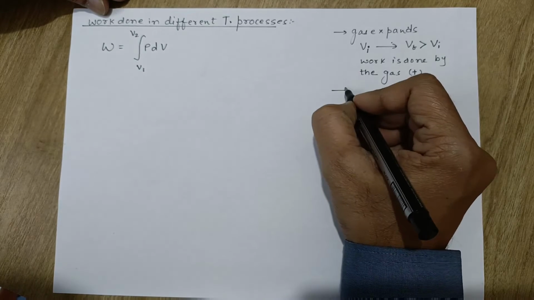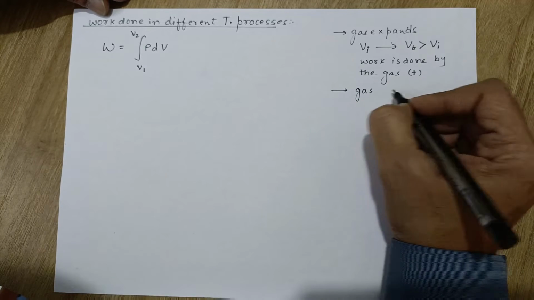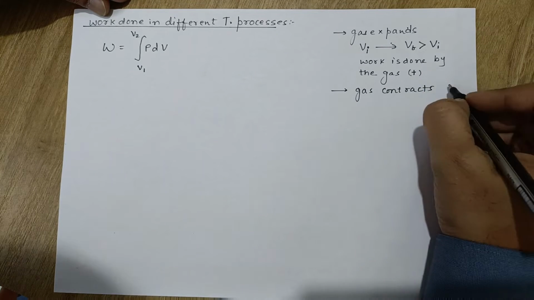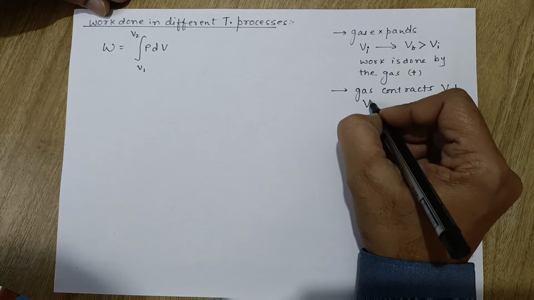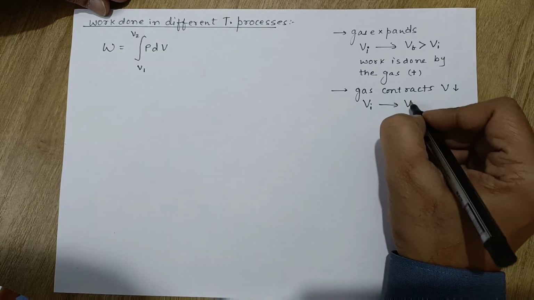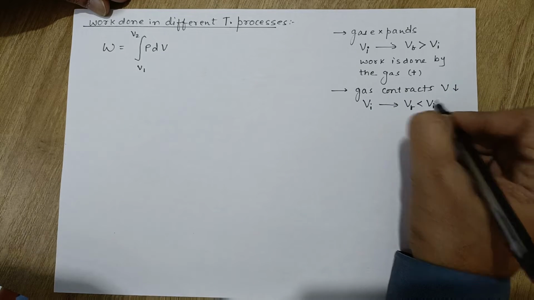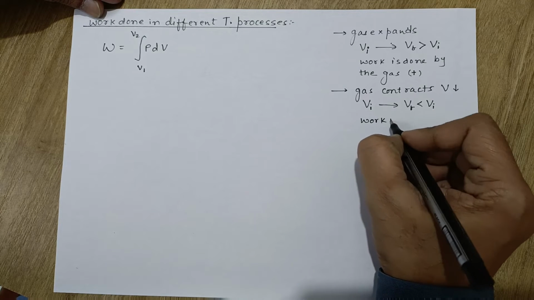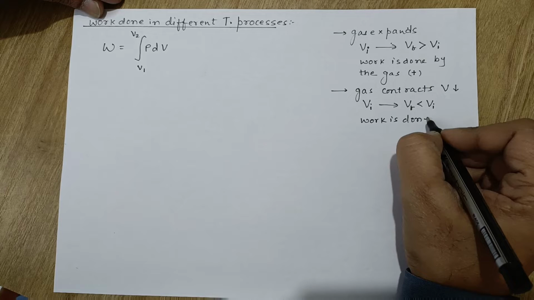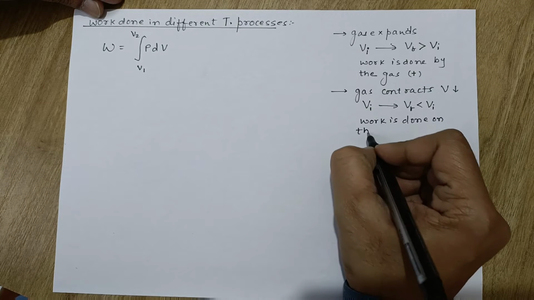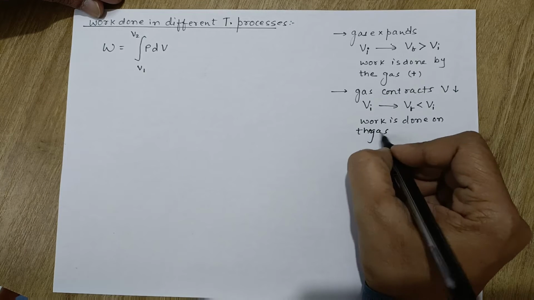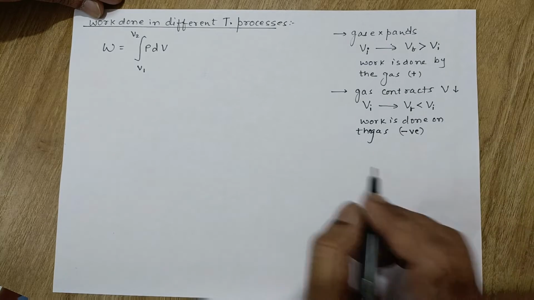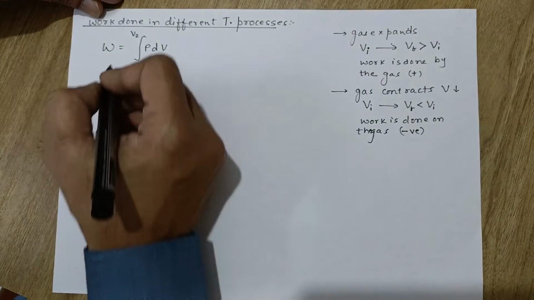On the other hand, when the gas contracts, the volume decreases. That means Vi to Vf, and Vf is smaller than Vi. In this case, work is done on the gas, and we consider this work done as negative. All right. Now let's move ahead.